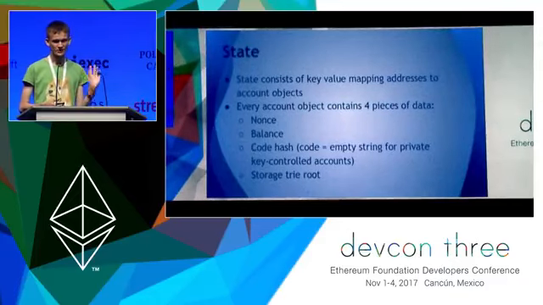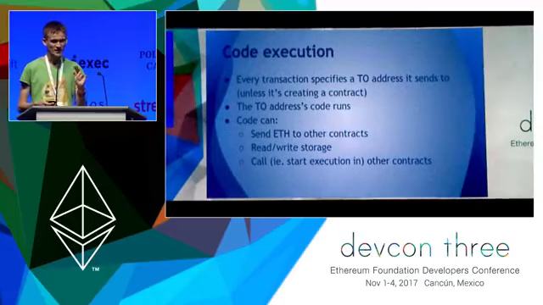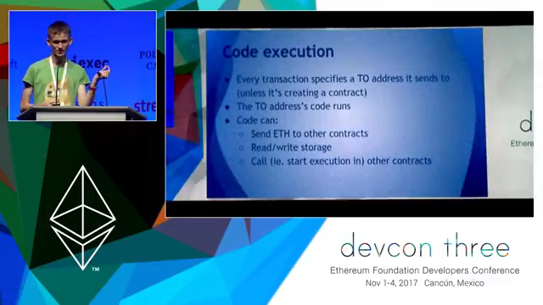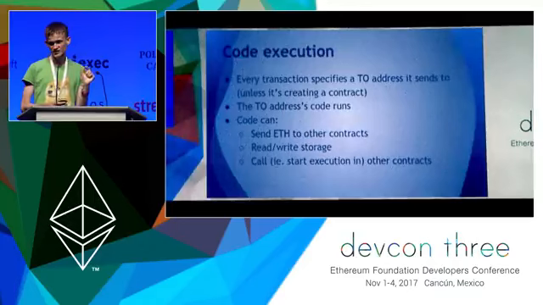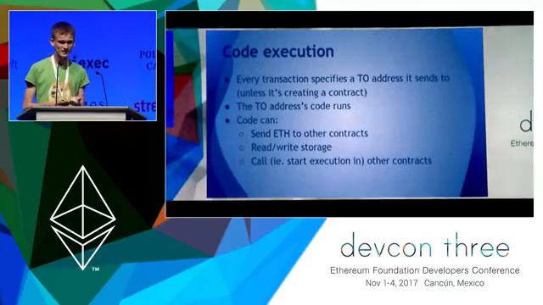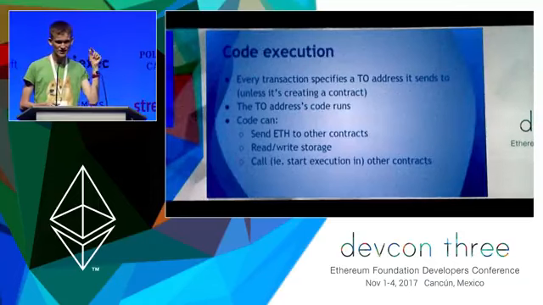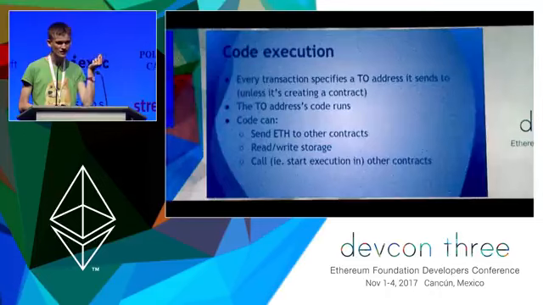Now, code execution. Every transaction specifies a to address. So every transaction specifies basically what is the destination or the target of that transaction. Now, if the target of a transaction is just a regular account, or really in any case, and if that transaction contains Ether, then that transaction also is a transfer from one account to another account.